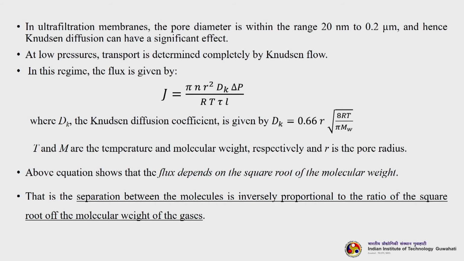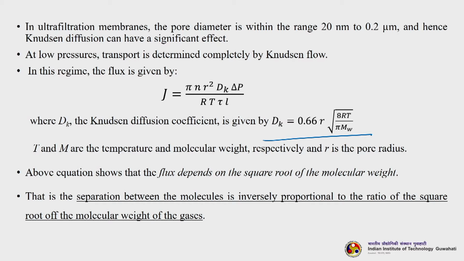So, in ultrafiltration membranes, the pore diameter is within the range 20 nanometer to 0.2 micron, and hence Knudsen diffusion can have a significant effect. Now, at low pressure, transport is determined completely by Knudsen flow. In this regime, the flux is given by this equation, J equals pi n r squared D_K delta P divided by R T tau L. Here D_K is the Knudsen diffusion coefficient, given by 0.66 r times the square root of 8RT divided by pi M_w.